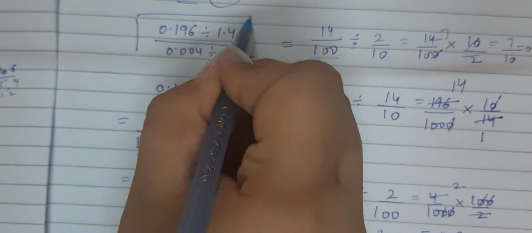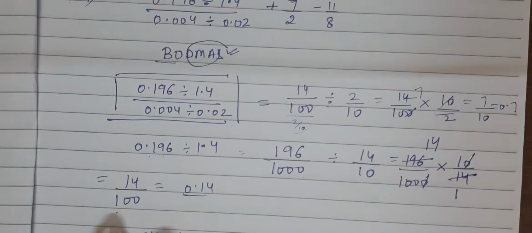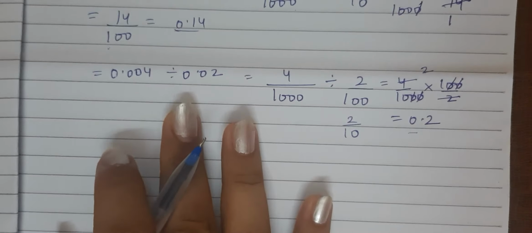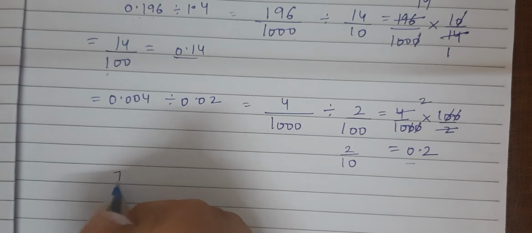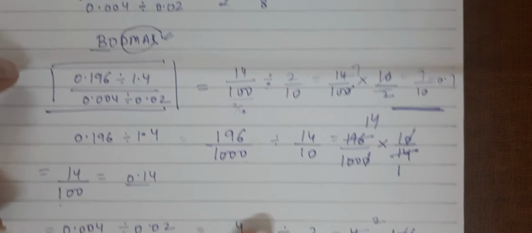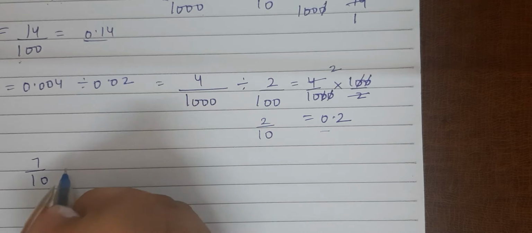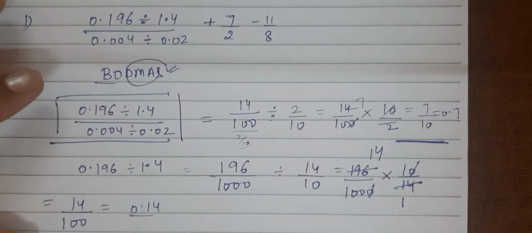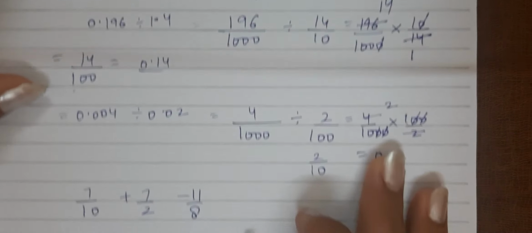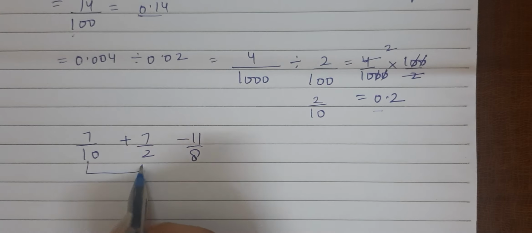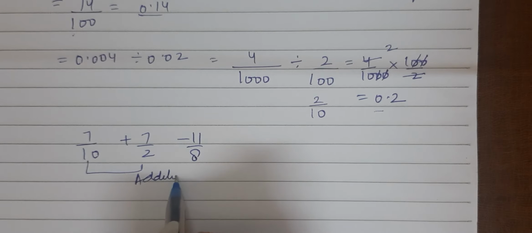Now the first part, the division, is done. The answer for this part is 7 by 10, my final answer. I have written 7 by 10 in place of this, plus 7 by 2 minus 11 by 8, the sum that I was having. Division is done, now addition will be done.